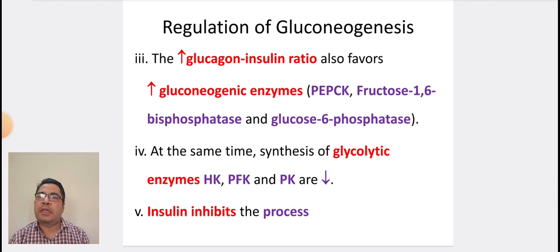The increased glucagon to insulin ratio also favors increased synthesis of gluconeogenic enzymes, which are PEPCK, that is phosphoenol pyruvate carboxykinase, fructose 1,6 bisphosphatase, and glucose 6 phosphatase. At the same time, synthesis of glycolytic enzymes, hexokinase, phosphofructokinase, and pyruvate kinase, are reduced. Insulin inhibits the process.